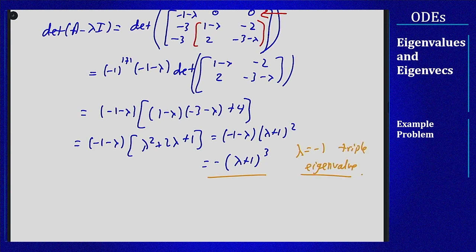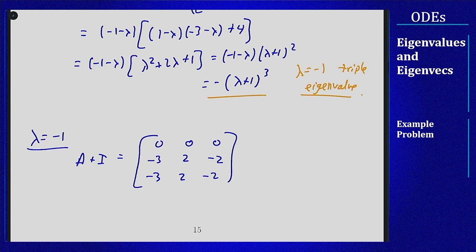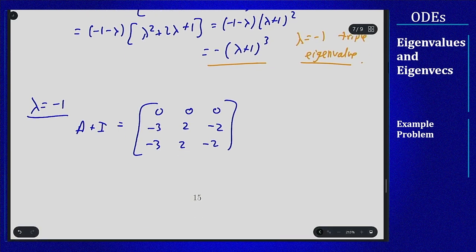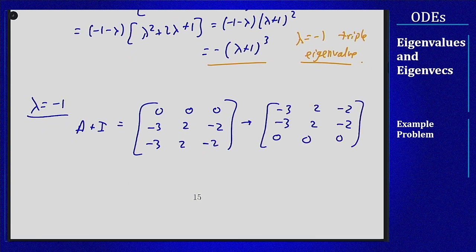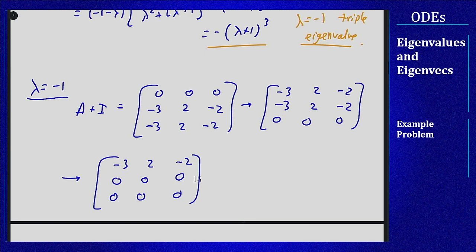We only have one thing to check here, just that one eigenvalue. Let's see what we get. For lambda equals minus 1, when I do A plus I, I get the following: 0, 0, 0, minus 3, 2, minus 2, minus 3, 2, minus 2. You can probably see what's going to happen with the row reduction. If I swap rows 1 and 3, and then do row 2 is row 2 minus row 1, I get 2 full rows of zeros here.